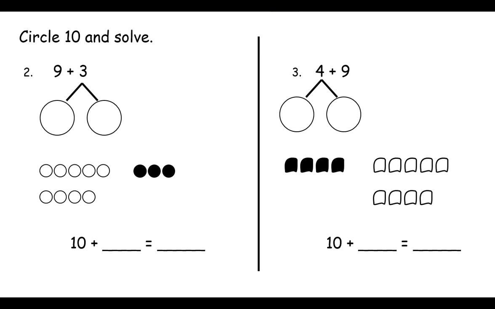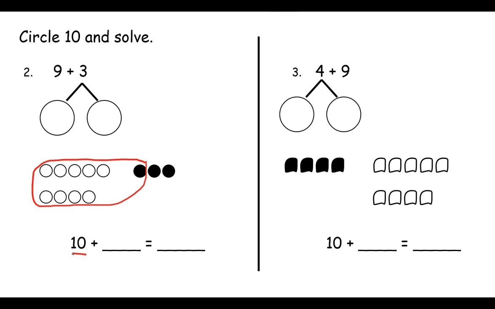Let's look at some more examples. In this next problem, I have 9 plus 3. You can see the 9 discs below and the 3 discs. I need to first show a group of 10. Since I have my 9 discs, I know I need just one more disc from that group to give me my 10. So let's see what I did to these 3 discs.